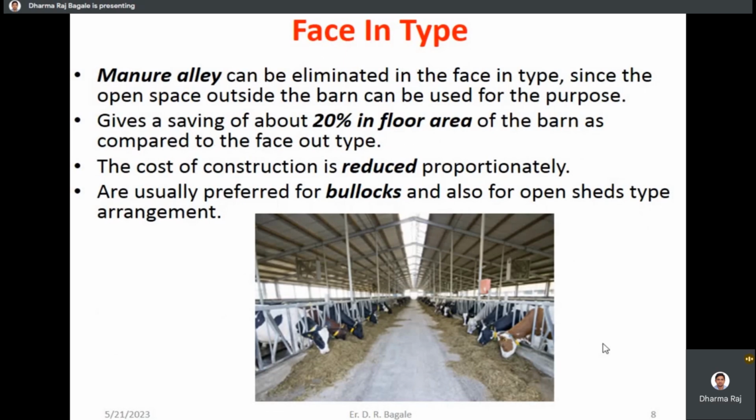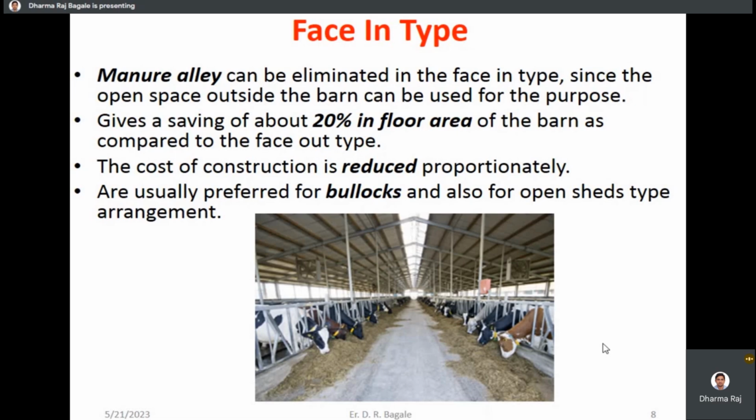And another one is the face-in type. In face-in type, we also call it head-to-head system. Here in this case, the manger alley will be common, because the cows are faced to each other, and we can supply the feed or fodder to the cows at the same time from the central alley.